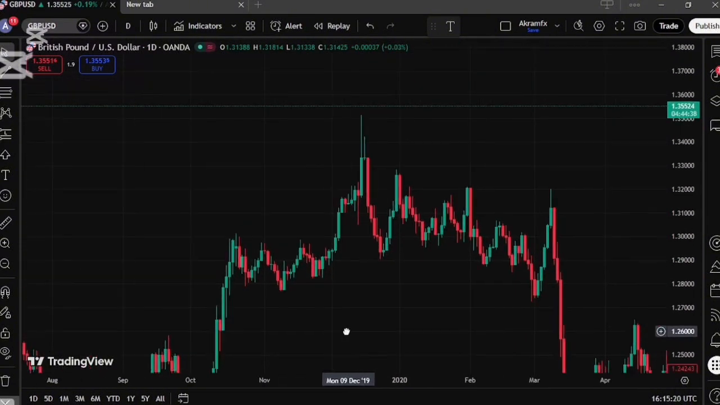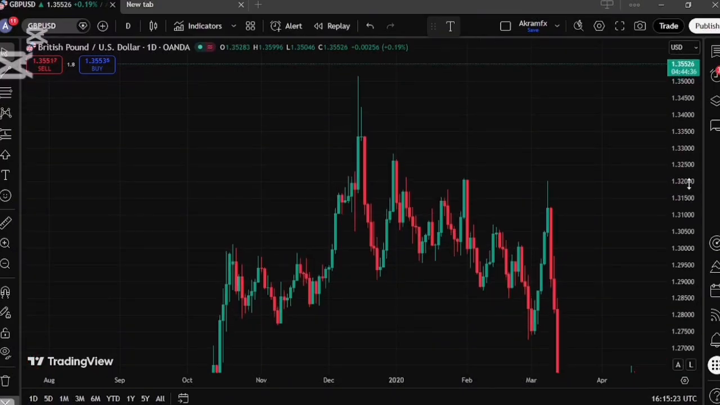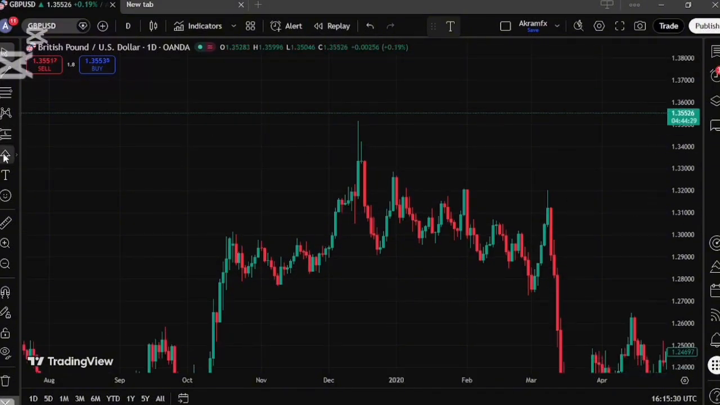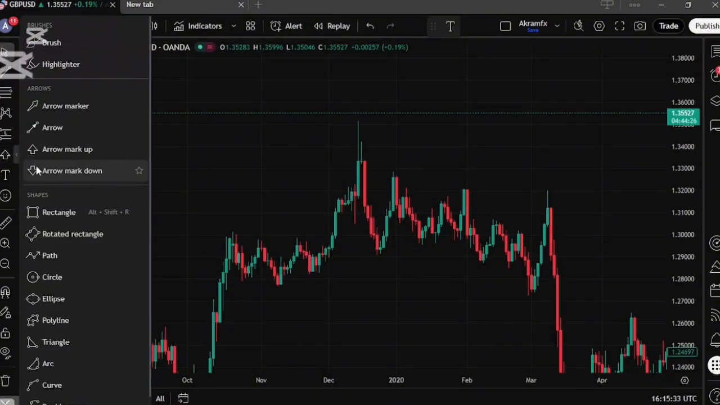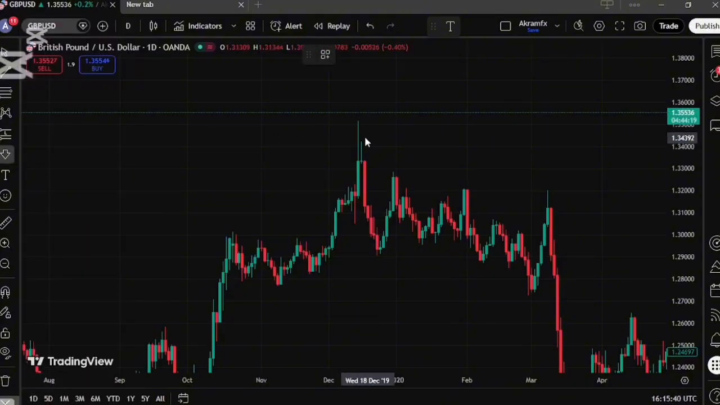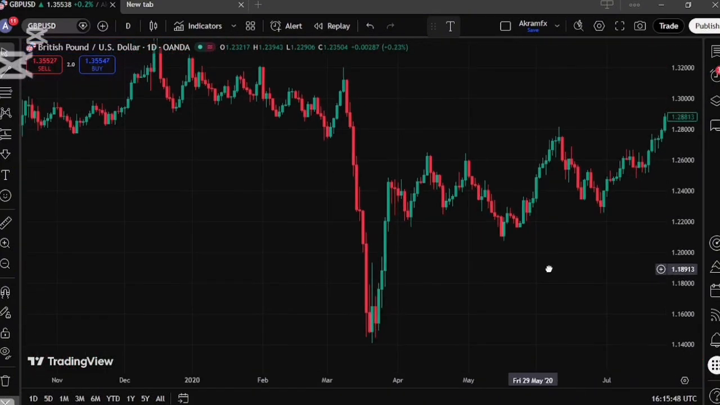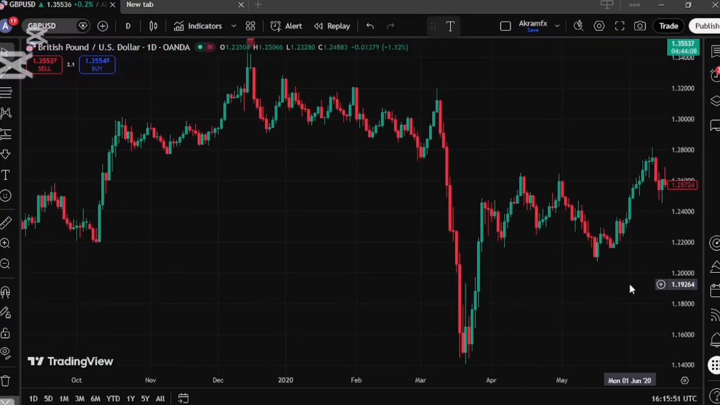Now let's talk about the dojis. The dojis also show indecision. We had here a doji. Dojis all mean the same, whether it's a long-legged doji, a dragonfly doji, or a four-price doji, they're all the same. Now we see here a doji, and immediately after the doji we had an indecision and prices moved downwards.